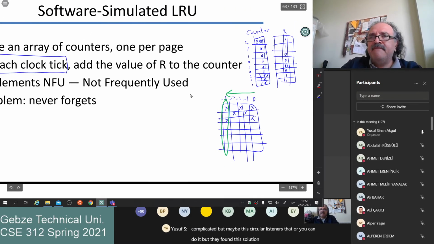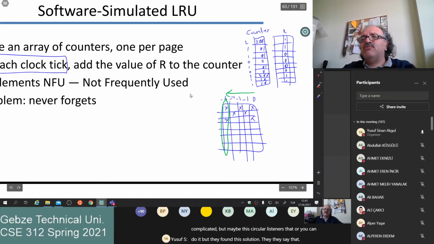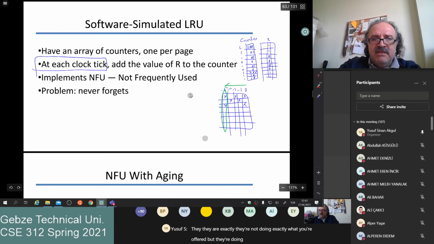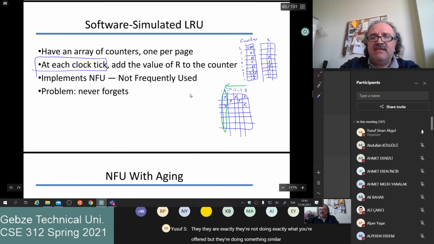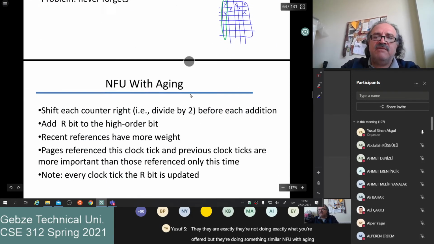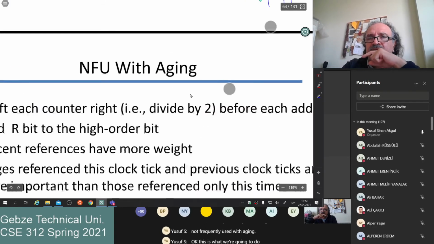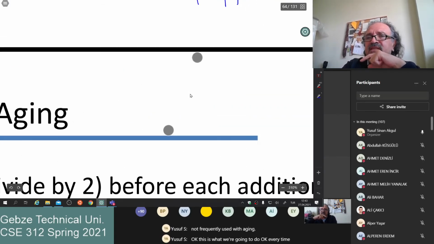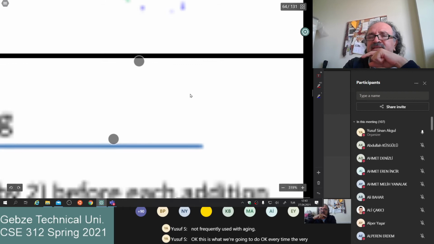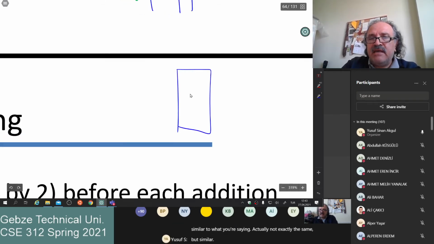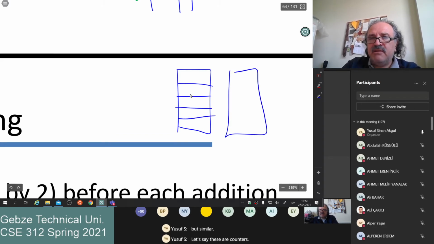They are not doing exactly what you offered, but they are doing something similar: NFU with aging, not frequently used with aging. This is what we are going to do. Very similar to what you are saying actually, not exactly the same, but similar. Let's say these are our counters, and this is my page table.